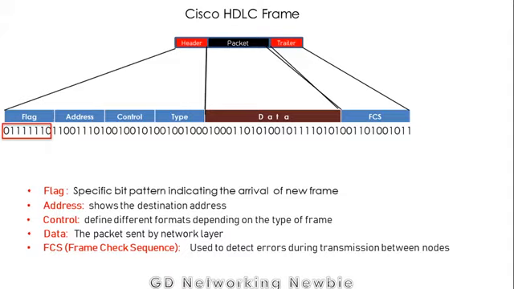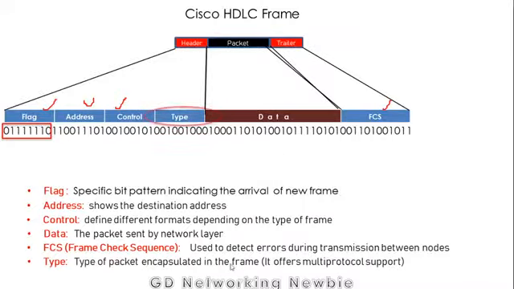And then we have a Cisco specific HDLC frame. So in the Cisco specific or Cisco proprietary HDLC frame, we have all the fields which are given by ISO. For example, we have this flag field, we have the address, we have the control, we have the FCS, but we have an additional field that is called the type field. And the job of the type field is that it defines the type of the packet encapsulated in the frame.